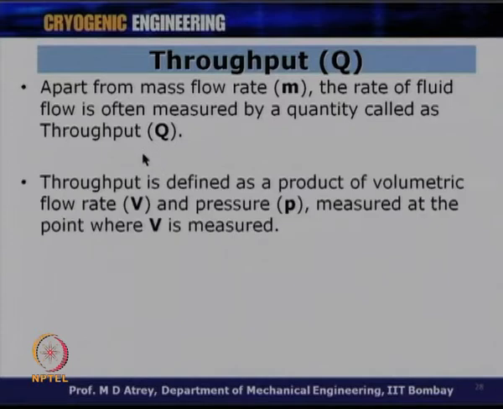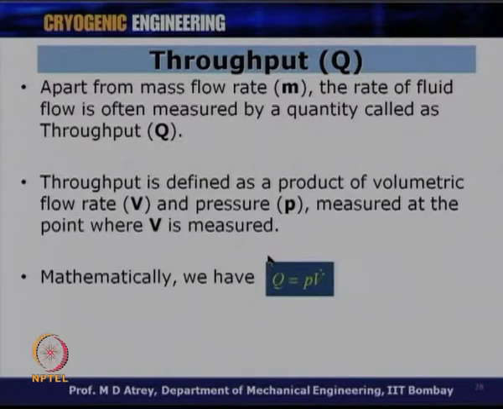So, what is this Q? The throughput is defined as the product of volumetric flow rate V dot and the pressure measured at the point where V dot is measured. Wherever we measure mass flow rate or volumetric flow rate, at the same place we measure pressure also, and pressure multiplied by that volumetric flow rate gives what is called throughput. Therefore, it has units of pressure as well as volumetric flow rate. Mathematically, Q is equal to P into V dot.